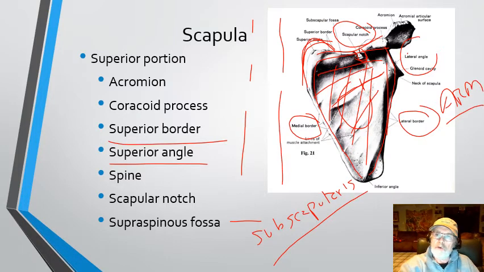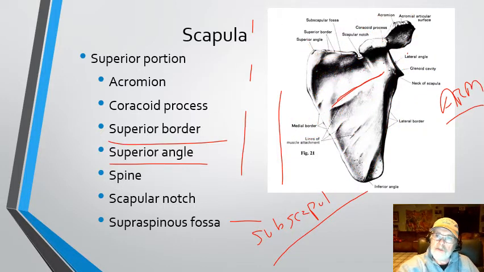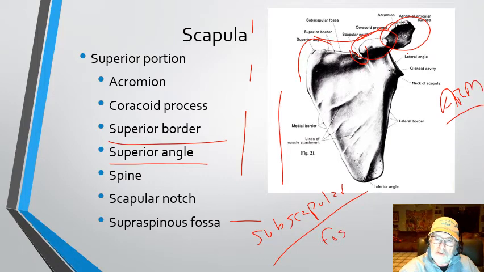So again, we know where the acromion is. Acromion's out here. The coracoid process is this thing right here. I can't even see anything anymore, okay? Get rid of all that just so we could look at it again. Okay, so here's the acromion process, here's the coracoid process, superior border, superior angle, scapular notch sitting right there. This in here is the subscapular fossa, because we know fossa is a depression, and that's for the subscapularis muscle. Okay, we don't see the spine and we don't see the supraspinous fossa yet. Okay, that comes next.